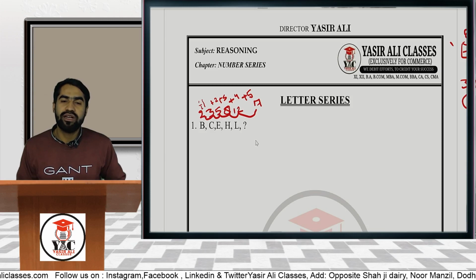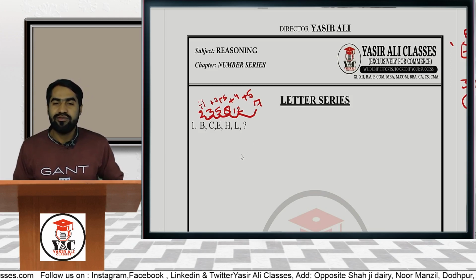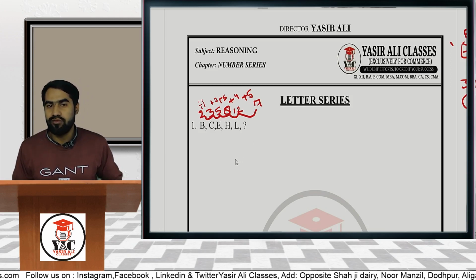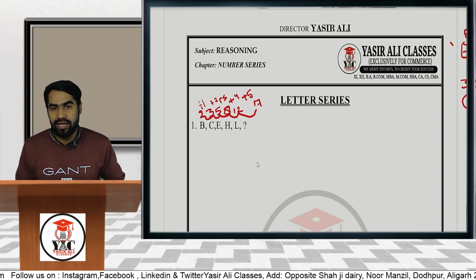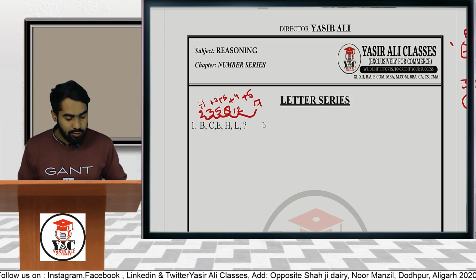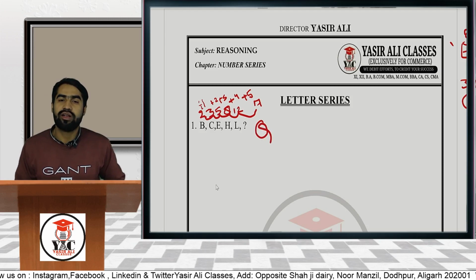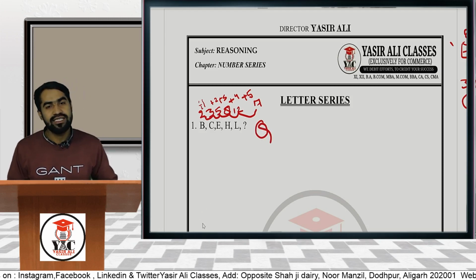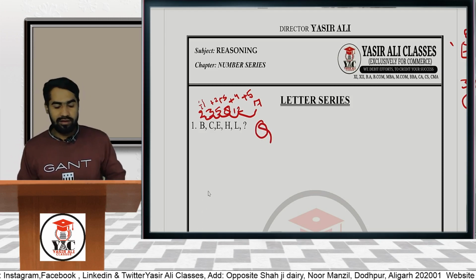So what comes on 17? If you see CFILORUX, R is on 18. What comes before R? That is Q. R is on 18, so Q will be on 17. So our answer should be Q. So it's easy to put the numbers and find the relationship.